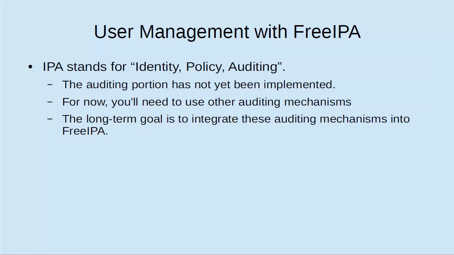IPA stands for Identity Policy Auditing, but the auditing portion has not yet been implemented. For now, you'll need to use other auditing mechanisms. The long-term goal is to integrate these external auditing mechanisms into FreeIPA. But the good news is that's not really a big deal right now because the other auditing mechanisms are actually fairly easy to use.